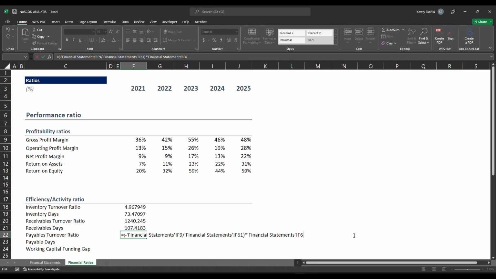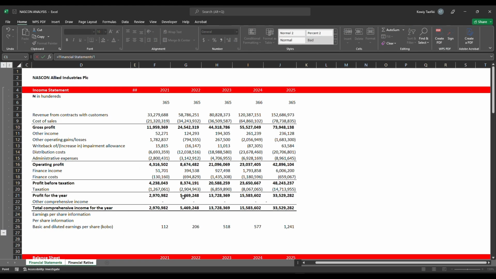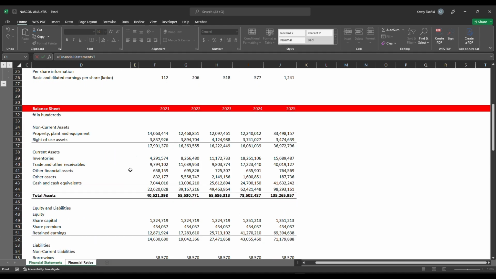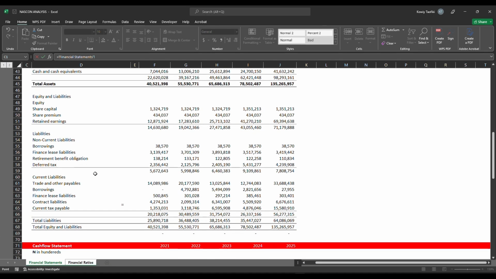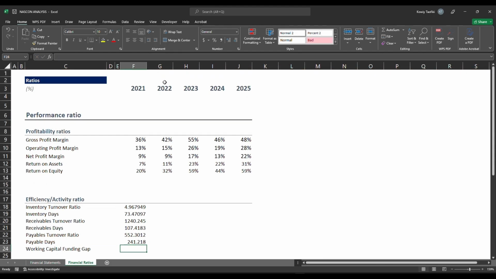I'm just going to take this out. Yes, and we are good to go. So we have our payable days also. Our payable days is basically your accounts payable under the liability section divided by your cost of sales. Make that an absolute figure. I'm going to have this here alongside this, multiply by 365 days, and we are good to go.